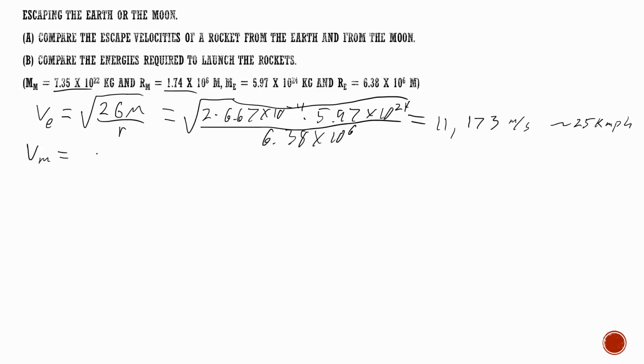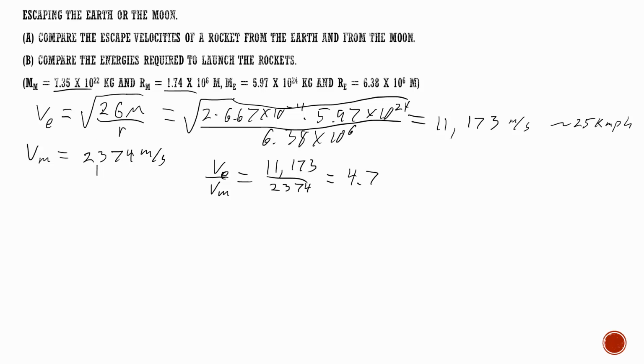Okay, so now let's look at that for the Moon. You just plug in these numbers instead, and it turns out to be about 2,374 meters per second. So if we're going to compare these, we might want to take a ratio. So V_E to V_M, 11,173 over 2,374 works out to be a ratio of 4.7 times more speed to escape Earth.